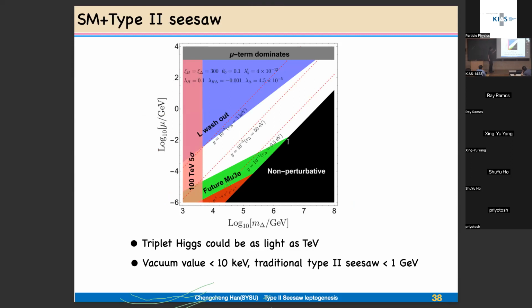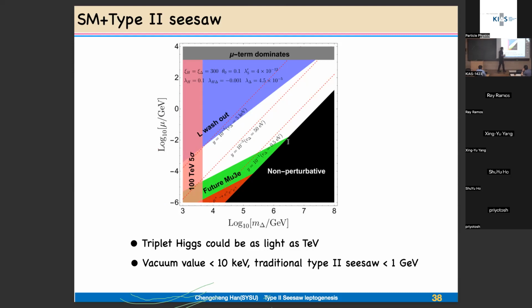Okay, this is our final result, and this is the mass of the triplet Higgs. It can be as low as TeV. We can really directly test it. And this is the mu term, which is the cubic term. It must be small. All this blue region is excluded because the lepton number is washed out. Then we only have this region.